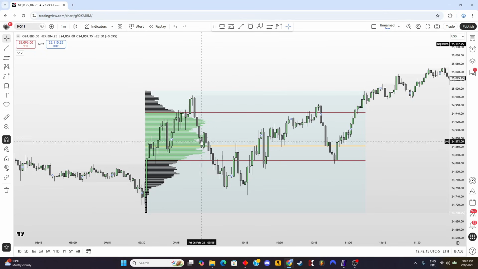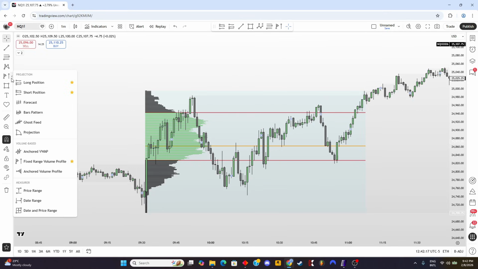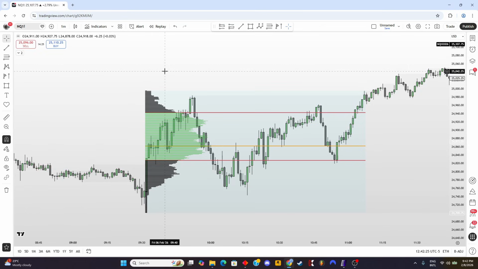So first things first, we are going to be talking about the fixed range volume profile. Initially, we're going to start on TradingView, and then we're going to move on to professional tools like Deep Charts, Motive Wave, Sierra, and other order flow tools as well, and also Bookmap. In this lecture, I'm going to teach you how to use the volume profile.